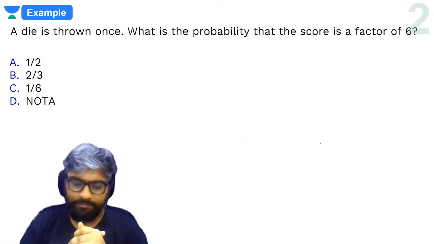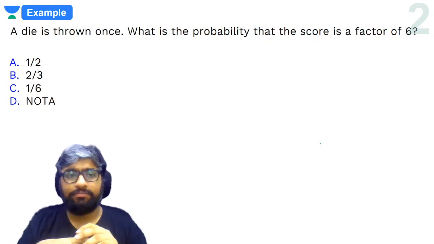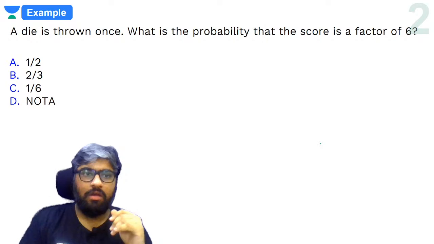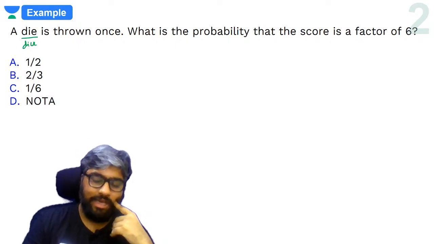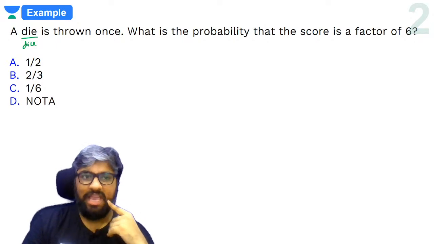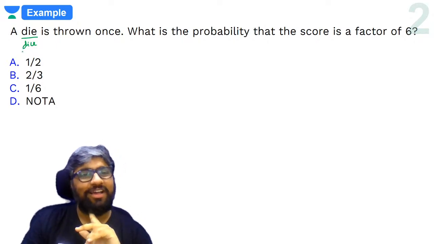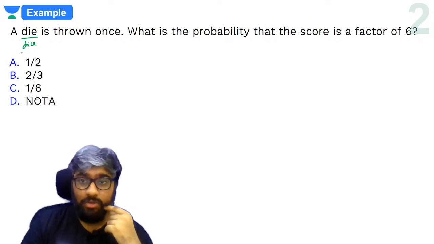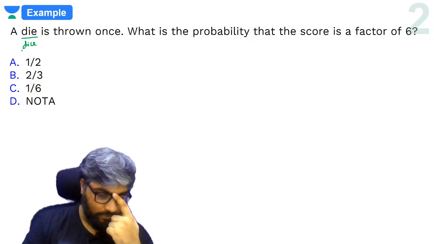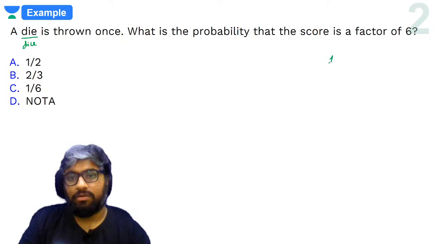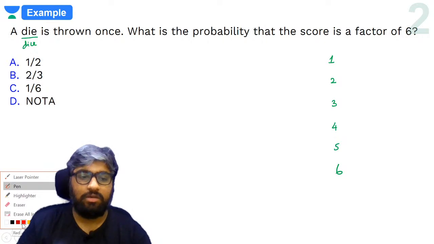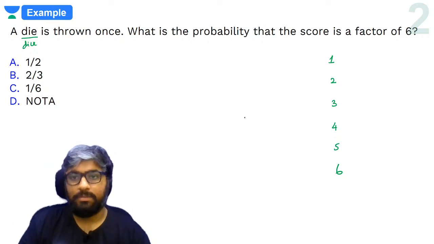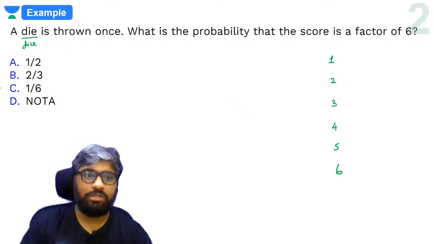Let's look at the second question here. On the screen, guys, second question. Dice, both can be used for singular. Plural is only dice. Just extra trivial information. A dice thrown once, what is the probability that the score is a factor of 6? We have 1, 2, 3, 4, 5, 6. We're looking for a number that is a factor of 6. Two-third.